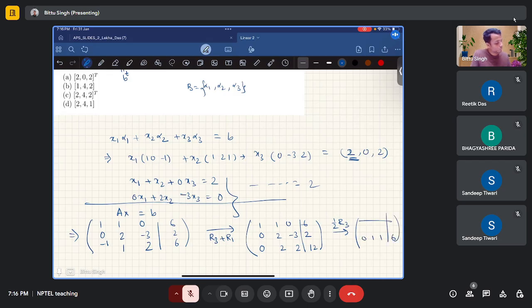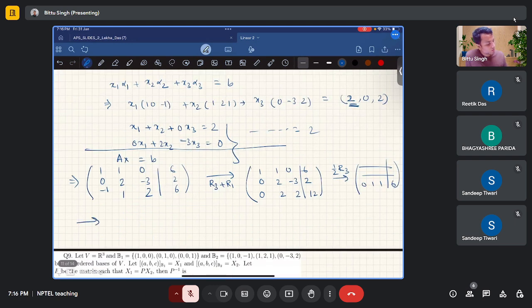I'm not writing those above rows. Next again we'll change R2 and R3. Exchanging those two rows, it will give you 0, 1, 1, 6, and 0, 2, minus 3, 2, and 1, 1, 0, 6. So you can perform R1 minus R2 and R3 minus 2R1.